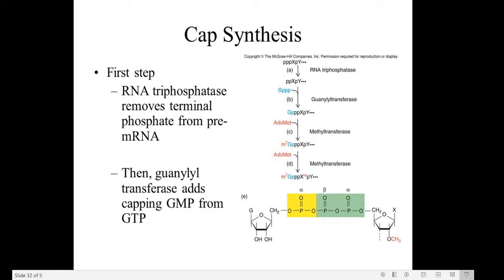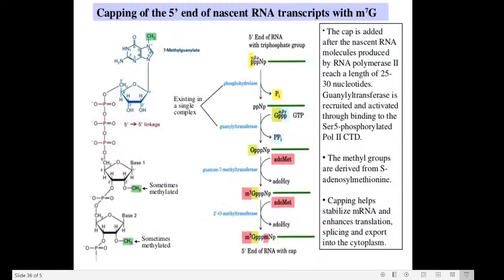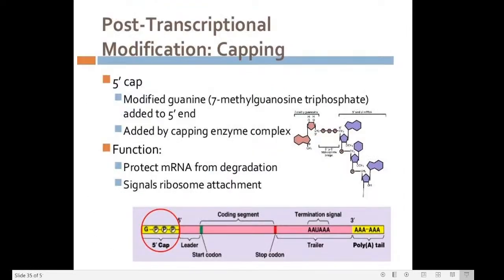It's one kind of post-translational modification. After the mRNA transcript is made in the cell, from the DNA to the RNA transcript, this modified guanine is added, right? That is the main thing. We add the guanine. It's one important thing that happens in capping.